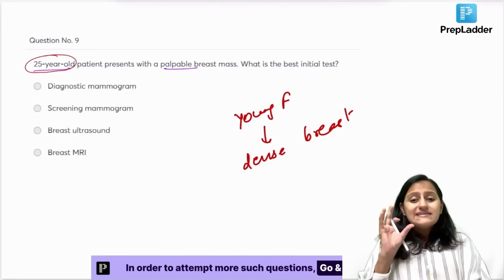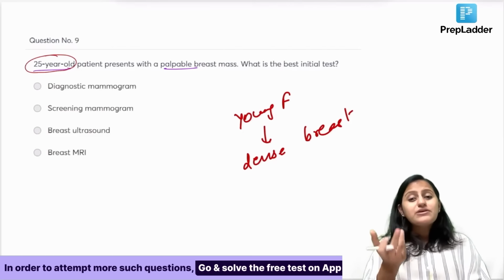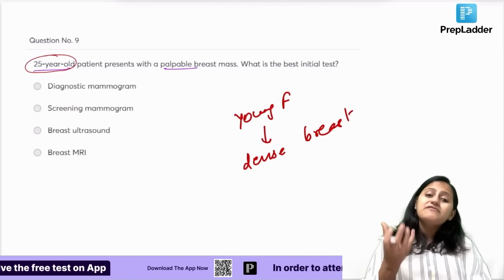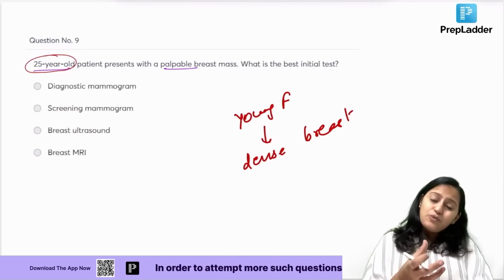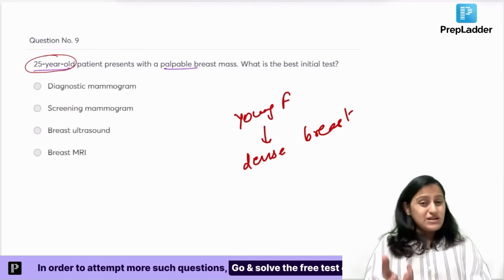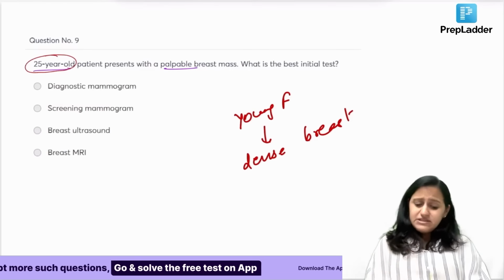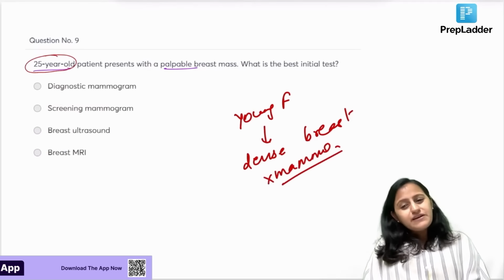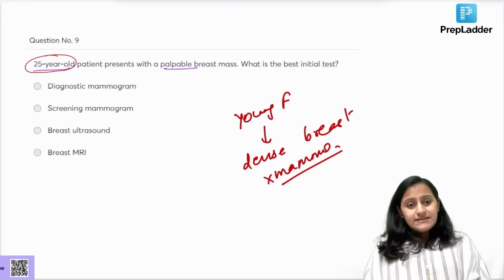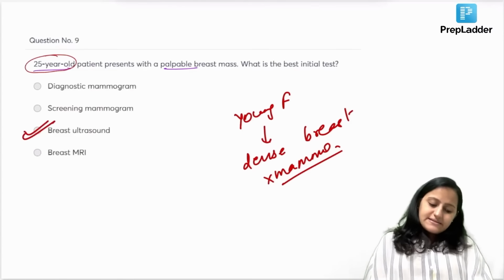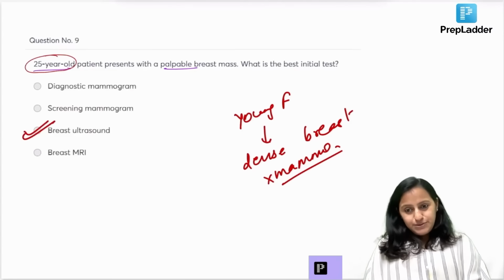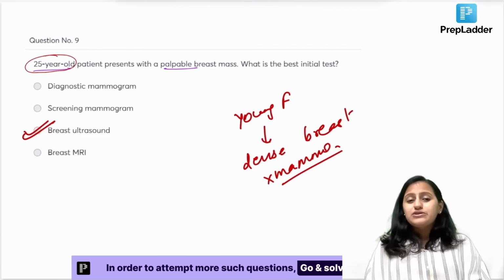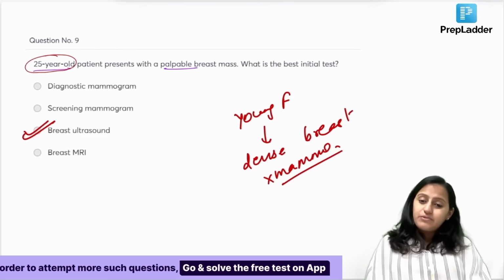So in a dense glandular breast, does mammography help? No, because the dense breast by itself will appear white. In that, you want to see the white mass, right? So that will become difficult. Right, so that is why we do not do mammography in less than 40 years of age because the breast is dense. Okay, so what do we do in that case is breast ultrasound. Okay, the first investigation in that case is going to be ultrasound. Is this clear with everyone?